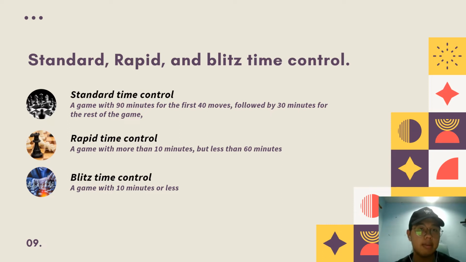Moving on to rapid time control, each player has 15 minutes plus 10 seconds of additional time per move, starting from the first move. And for blitz time control, it is around 10 minutes or less per player. This can be played with or without an increment or delay per move, made possible by the adoption of digital clocks. 3 minutes with a 2-second increment is a more preferred setting for blitz mode.